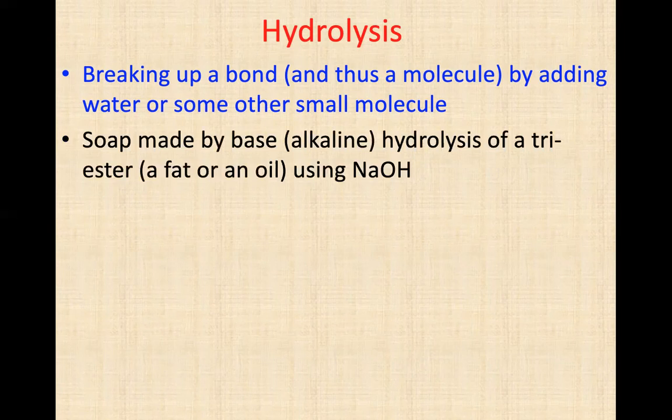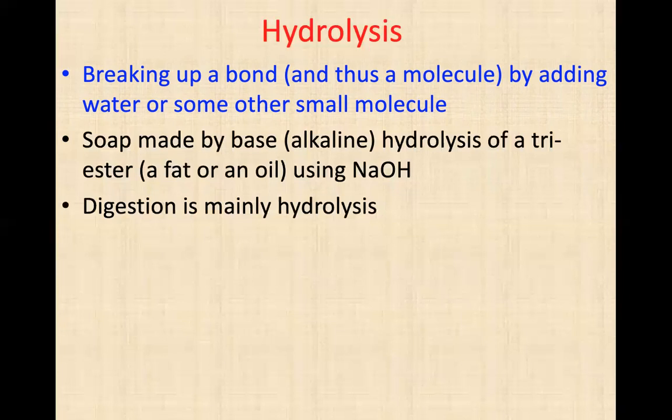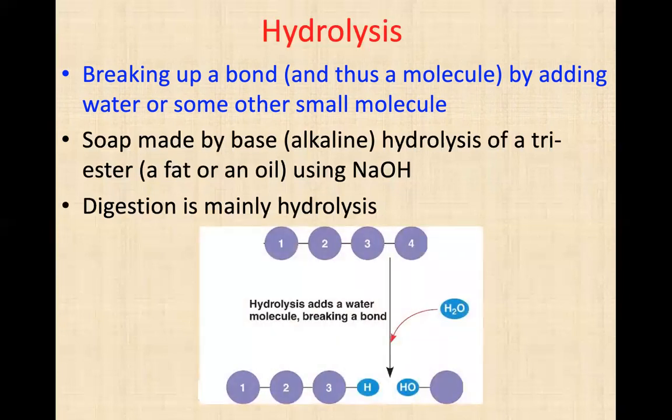Soap is made by the base or alkaline hydrolysis of a triester, that's a fat or an oil, using sodium hydroxide, which is an alkali. Digestion is mainly hydrolysis. Right? So here we've got a large molecule, and this molecule is split by putting in water. H goes to one side and OH goes to the other.